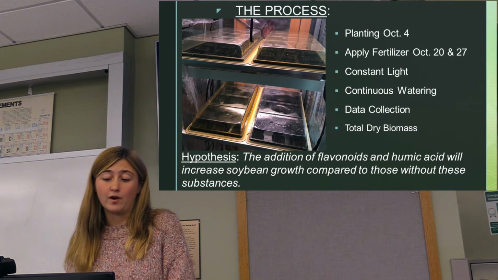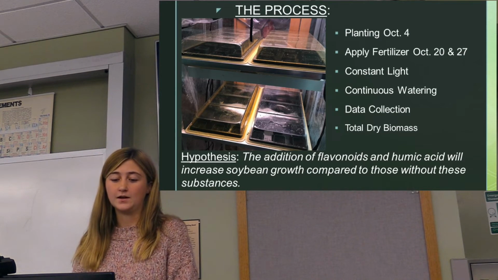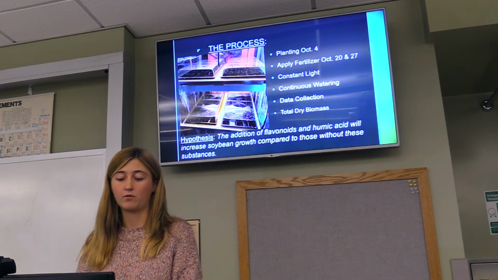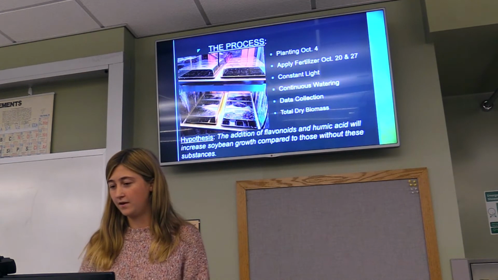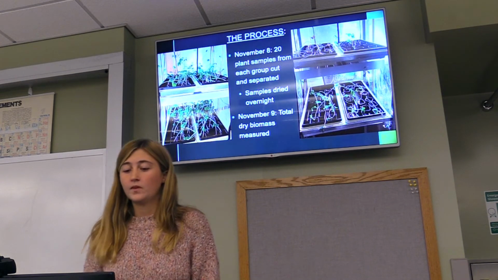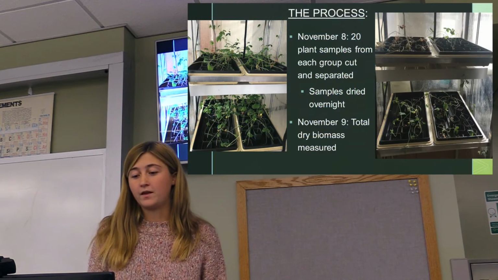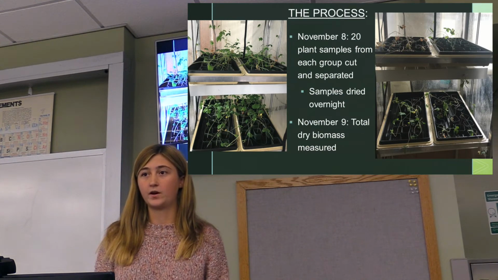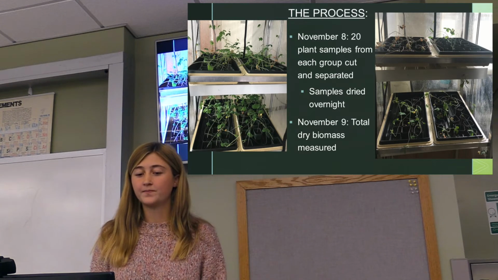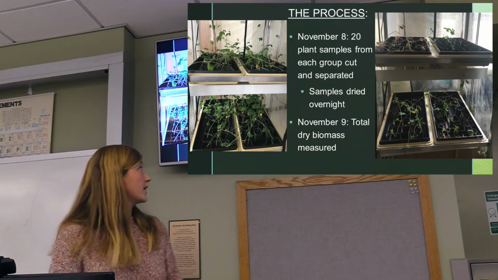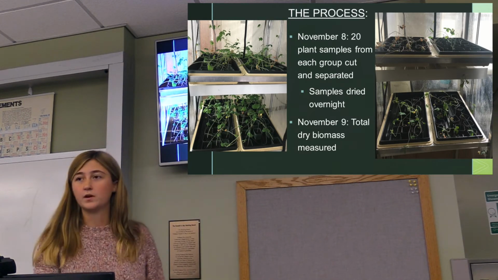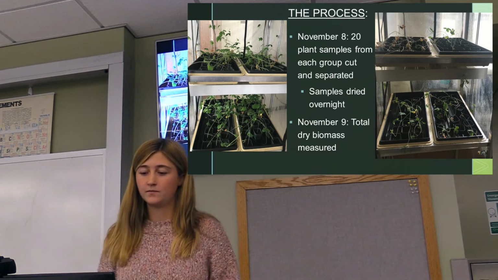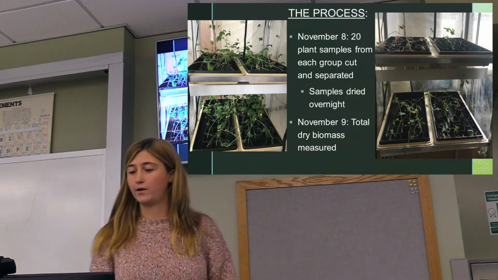I measured the total dry biomass of these guys, and my hypothesis was that the addition of the flavonoids and humic acid would increase the soybean growth compared to those without these substances. My process included November 8th, a couple weeks ago. I took 20 plant samples from each group and I separated them and cut them just above the soil. So I took, like I said, 20 plants from the experimental group and 20 plants from the control group, and that included both of the trays. So you can see the before and after shot of when they were cut.